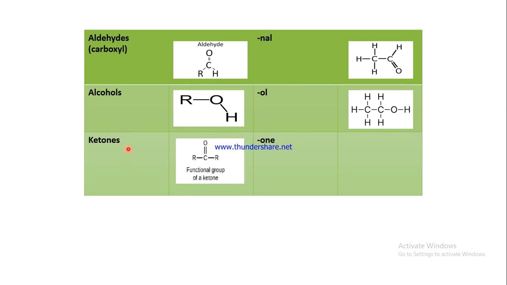And this one, we have got the next, which is ketones, and this one represents the functional group of a ketone with two R's sandwiching this carbonyl group, and it automatically becomes a ketone with an ONE prefix, and this one automatically becomes propanone. Since it has got three carbon atoms, 1, 2, 3, it becomes propanone.